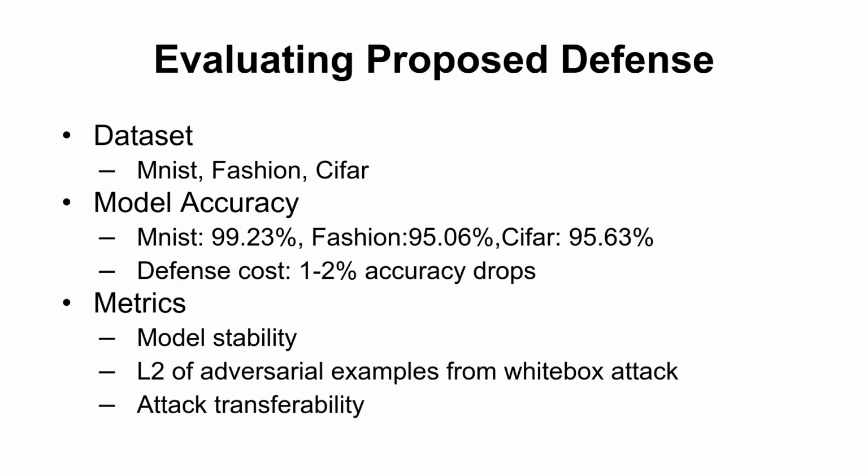Next, we did experiments to evaluate our proposed defense, random spiking. Here we can see that on the three datasets, it caused a 1 to 2 percent accuracy drop. We compare our defense mechanism with other defense mechanisms by measuring model stability. In the white box attack scenario, we measure the amount of L2 noise needed to add to the adversary example. In the gray box setting, we evaluated the transferability.